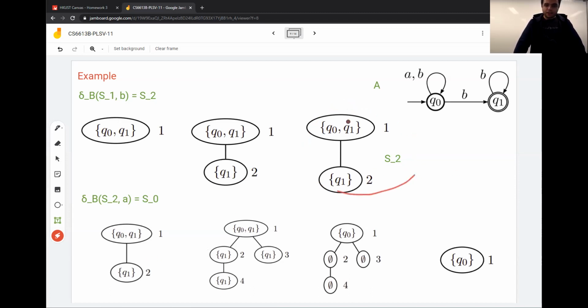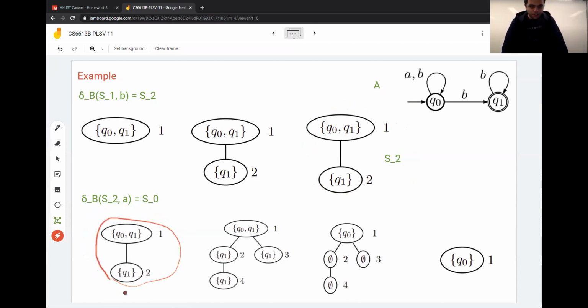Okay, so what happens if I start from S2 and read the letter A? Okay, this is my starting state. So the first step was, if in any of the labels you have a target state, you will create a new child for that target state. So in the label for 1, you have Q1, you create a new child. This becomes vertex number 3. But also in the label for 2, you have Q1, so you create another child, this time for 2, and this becomes vertex number 4. Okay, we did this. Now, what was the next step?